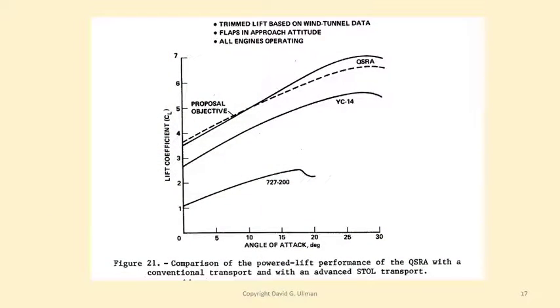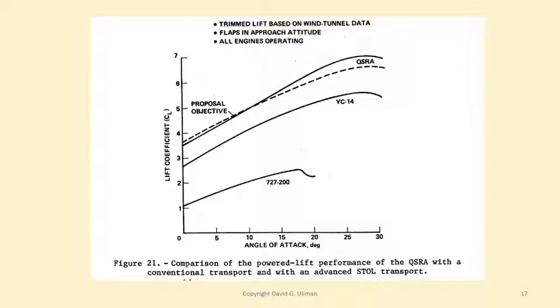From the QSRA final report, here's a diagram of lift coefficient versus angle of attack. For comparison, the 727 has a maximum lift coefficient of about 2.5. Remember, the higher the lift coefficient, the lower the length of runway needed to get off or back on the ground. You'll notice that the YC-14 has at least twice the lift coefficient. The QSRA has 3 times the lift coefficient of a 727, reducing the landing and takeoff distances proportionally.